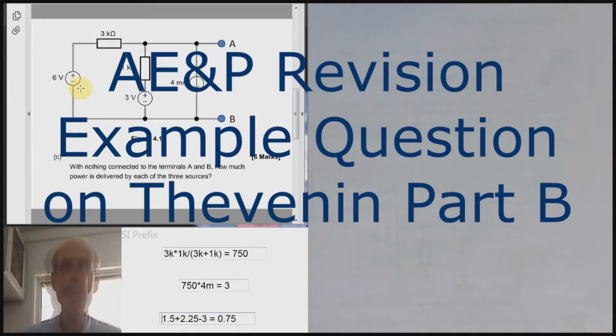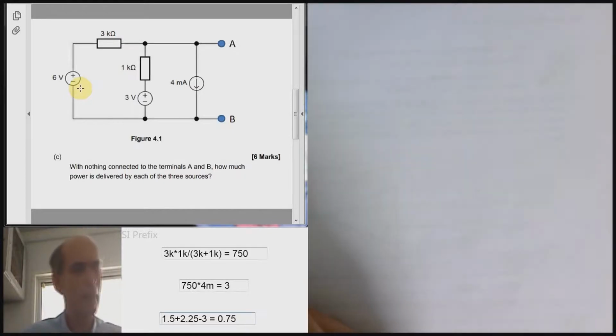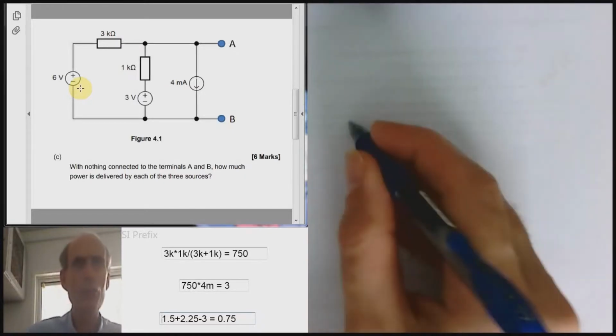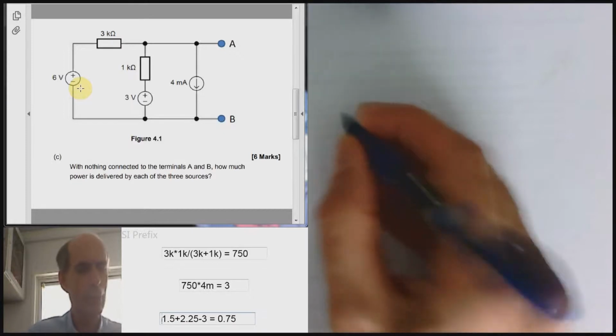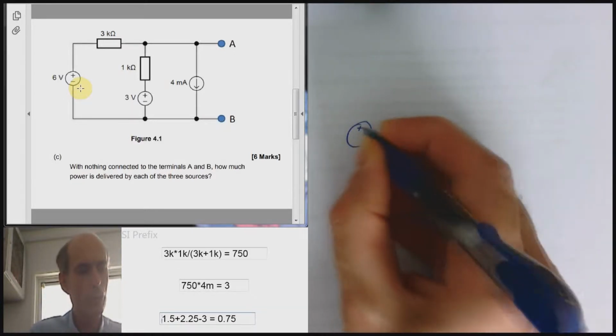Next bit. With nothing connected to the terminals, how much power is delivered by each of the three sources? This was done really not very well in the exam, and I'm not entirely sure why. It's not really a Thevenin question anymore, but you can use the results that you've just worked out.